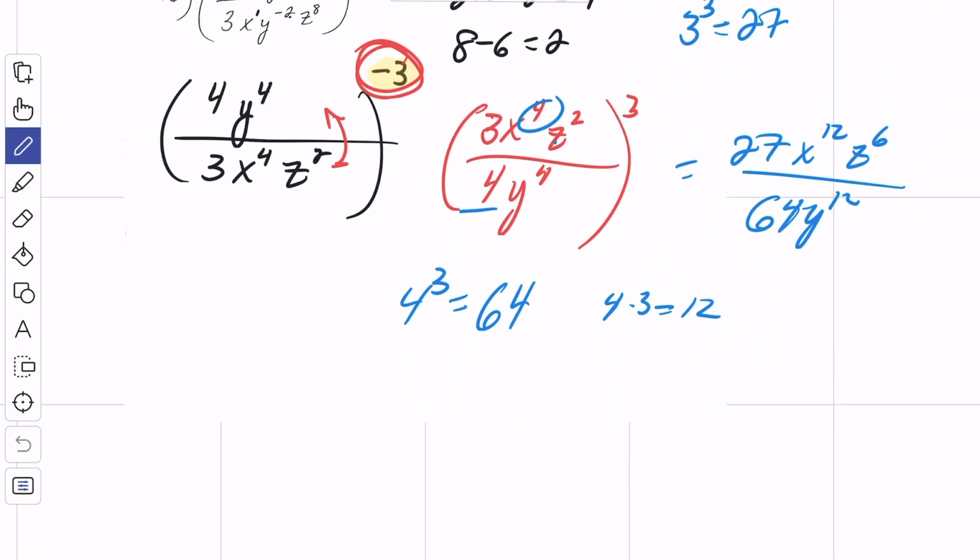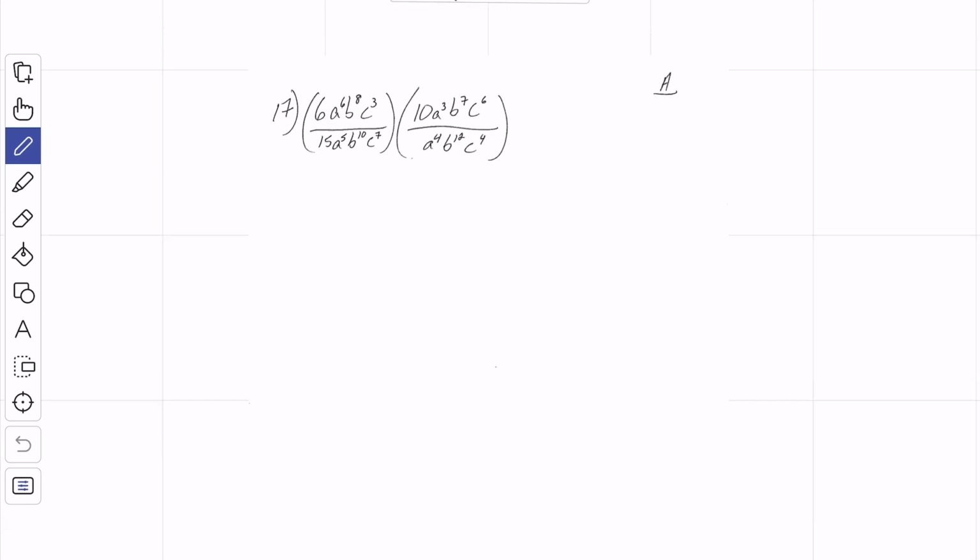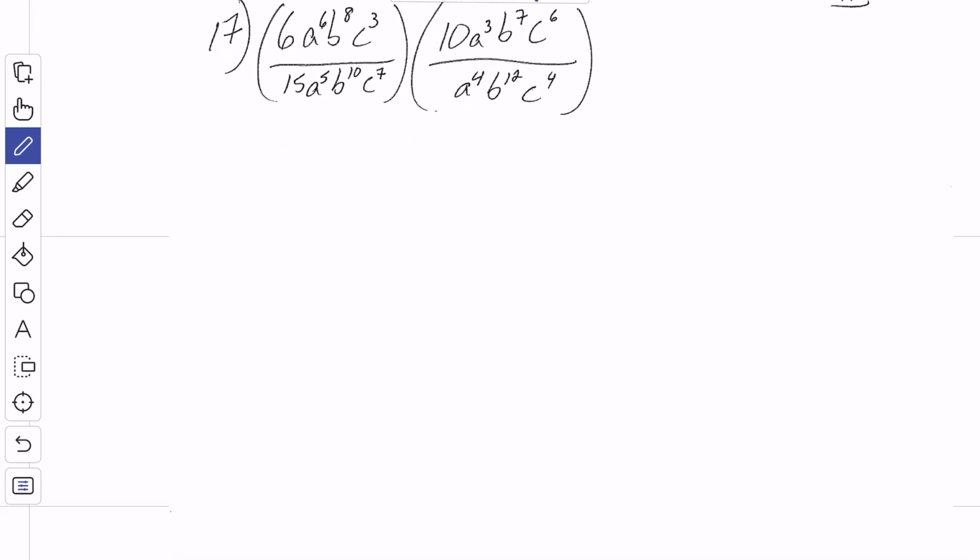All right, and then this is the last question that we have here. Once again, there's different ways you can go about doing this. I'm going to just multiply the two fractions first, just to show you a different way. Last time I simplified everything on the inside first and then did everything on the outside last. Here I'm going to do everything on the outside first, and then I'll simplify at the end, just to show you a different way of doing it.